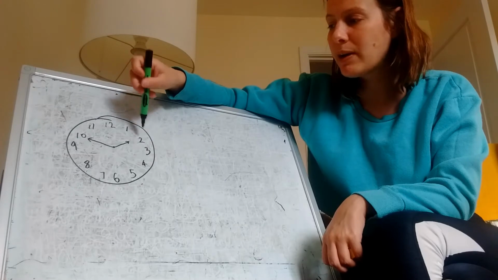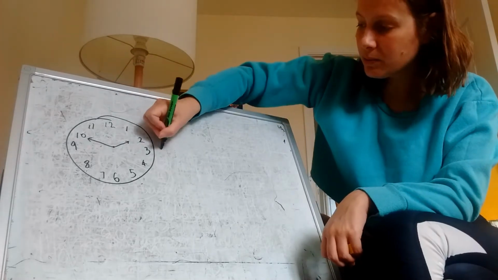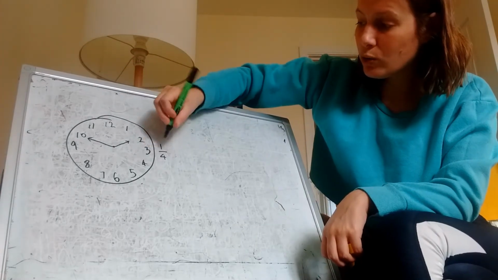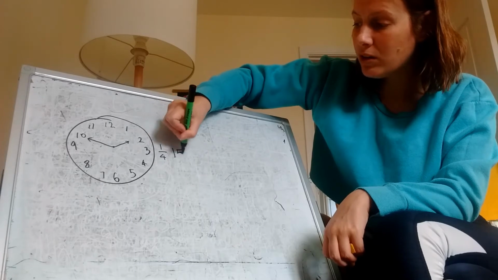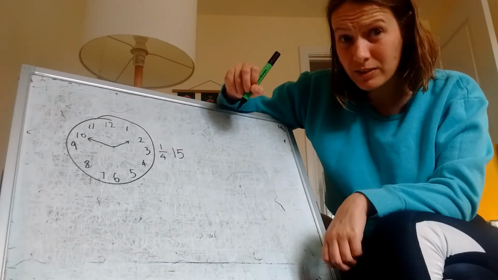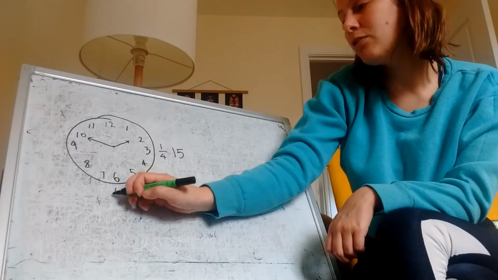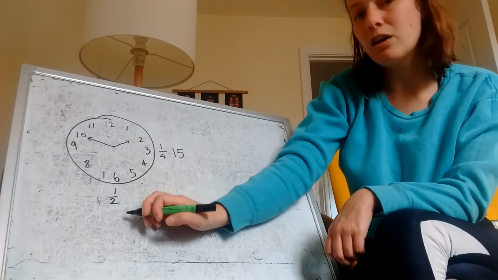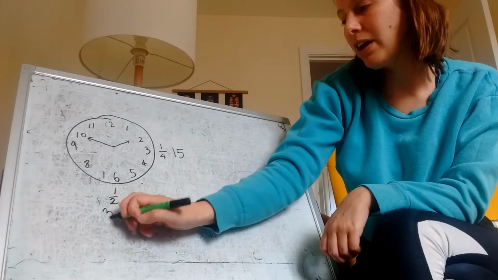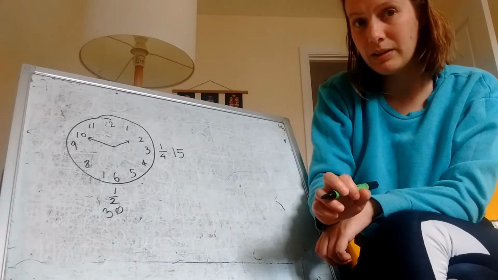So we've got 5 past, 10 past, quarter past. And quarter past is the same as 15 minutes past. 20 minutes past, 25 minutes past, half past. And half past, half an hour, is the same as 30 minutes.